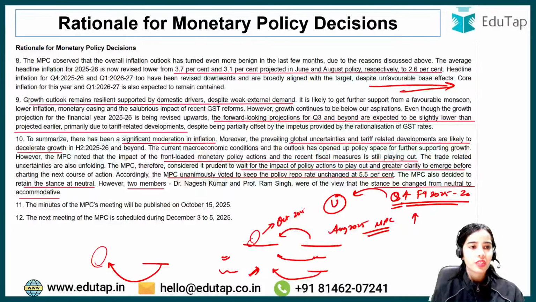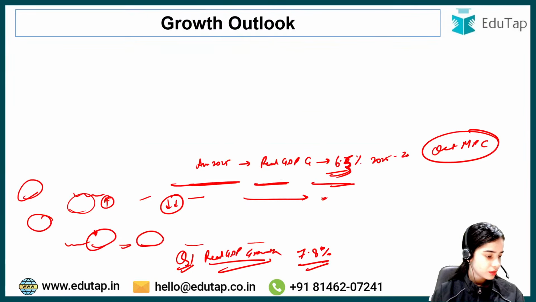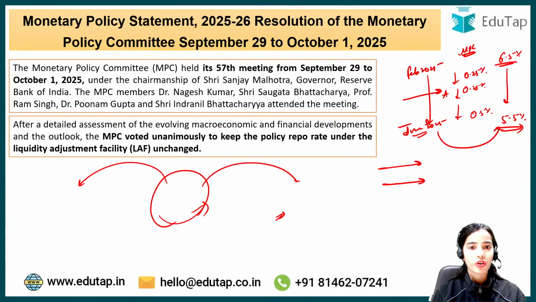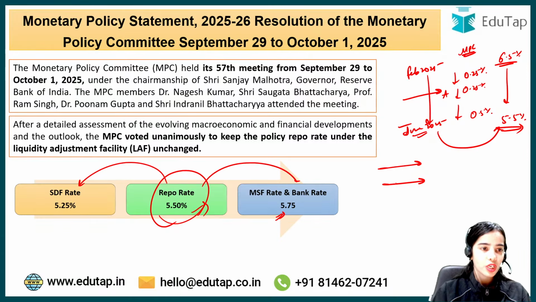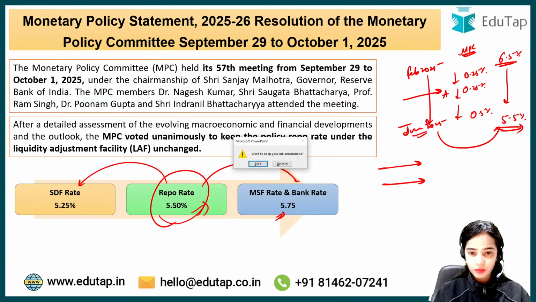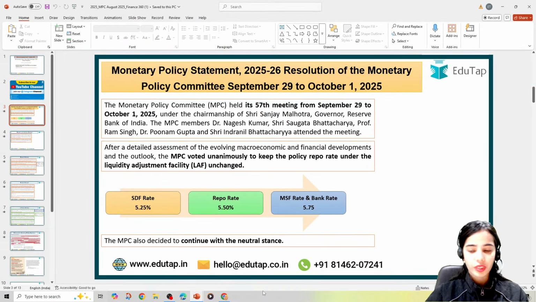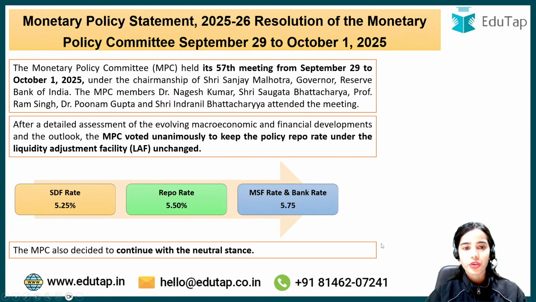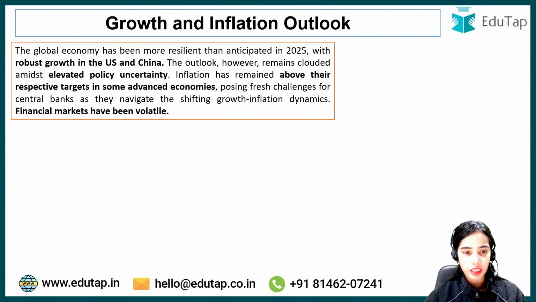Okay, so this is the Monetary Policy Committee that we have discussed. Let me summarize the points. Here you can see that first we discussed the Monetary Policy Committee and the rates: repo rate, SDF, MSF have remained unchanged.